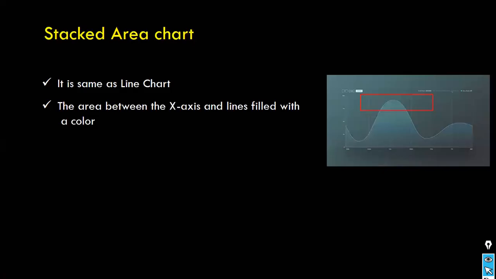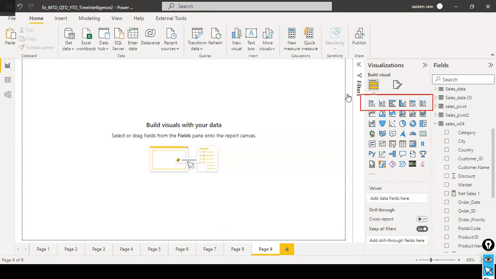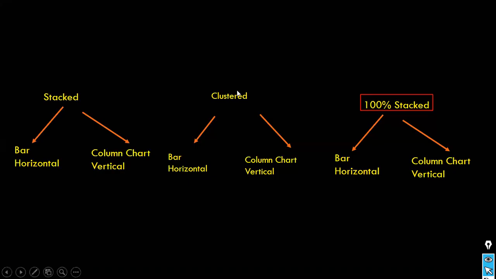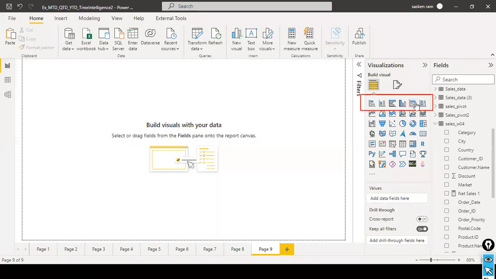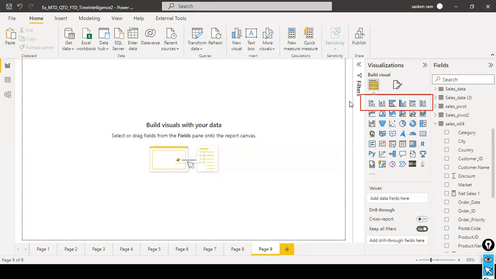So here it is something like this. I just classified like this: stacked, clustered, and 100% stacked. The first pair is stacked, the second pair is clustered, and the third pair is 100% stacked. In each class or category, you will find bar and column. Bar is horizontal, column is vertical. That's it.